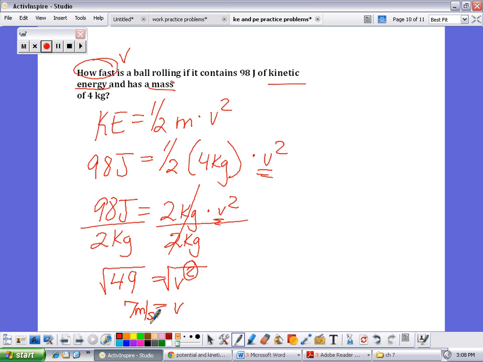So this covers potential and kinetic energy. If you need help with your work problems, look at the work video that is to follow.